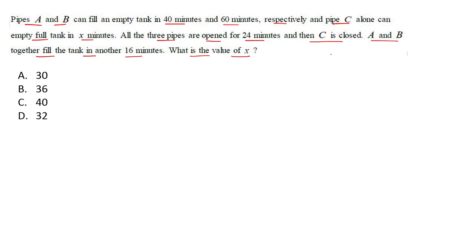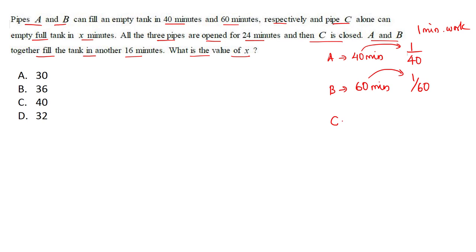Very easy question. Pipe A can fill the entire tank in 40 minutes. So in a single minute, how much tank is filled by pipe A? 1 by 40. This is the 1 minute work of pipe A, as well as B we are going to write over here. In 60 minutes, it fills the entire tank, so in a single minute, it fills 1 by 60 of the tank. C empties the entire tank in X minutes, so in a single minute, it empties 1 by X of the tank.